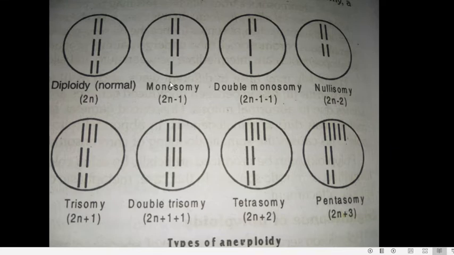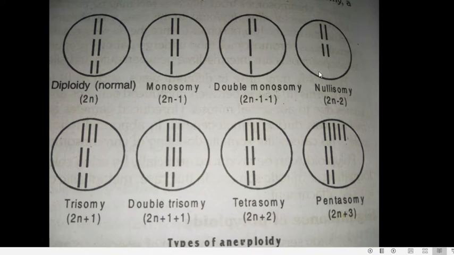So from a whole diploid set, one chromosome is lost. Now we go to the next condition, where we can see that from these 2 homologous pairs, one chromosome each will be lost. So from this pair, one is lost, from this pair, one homologue is lost. That condition is called double monosomy, which can be denoted as 2n minus 1 minus 1.